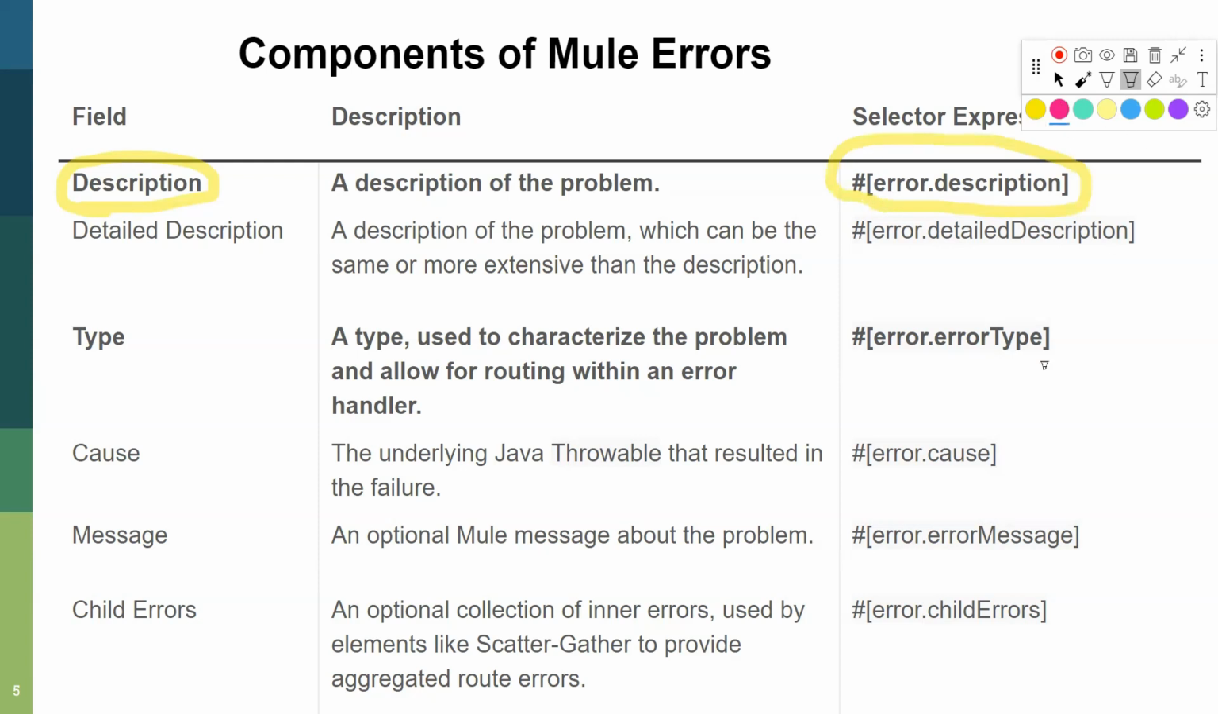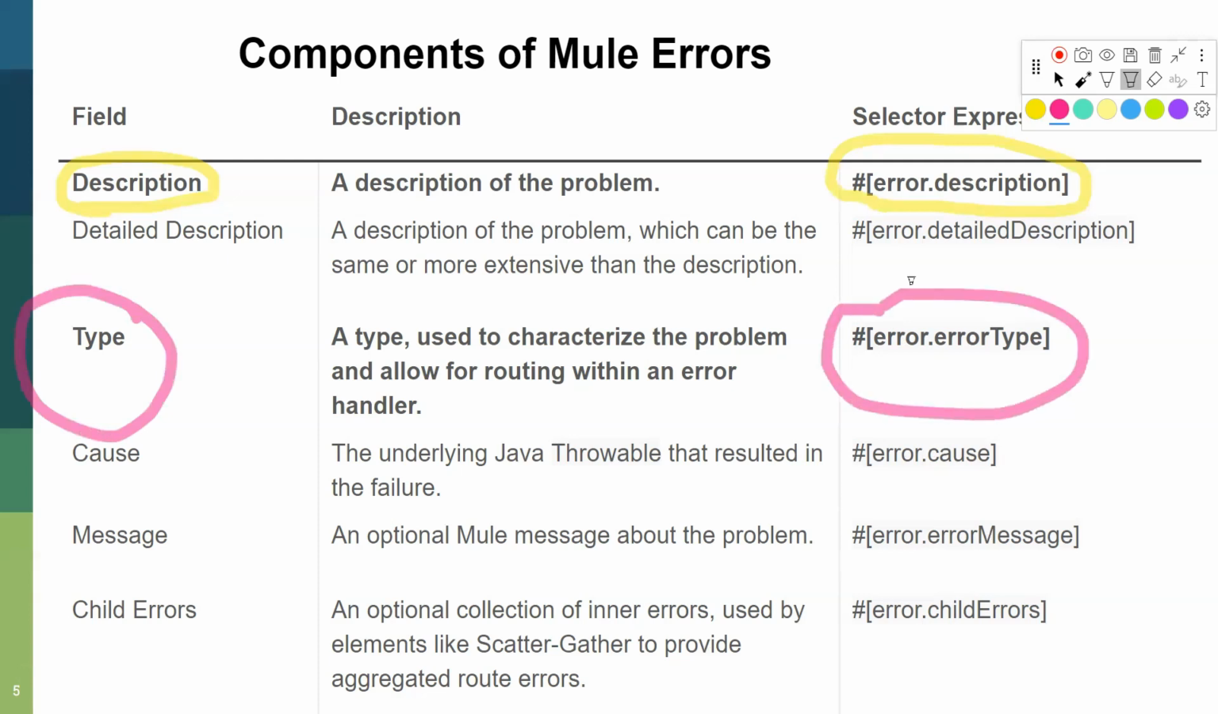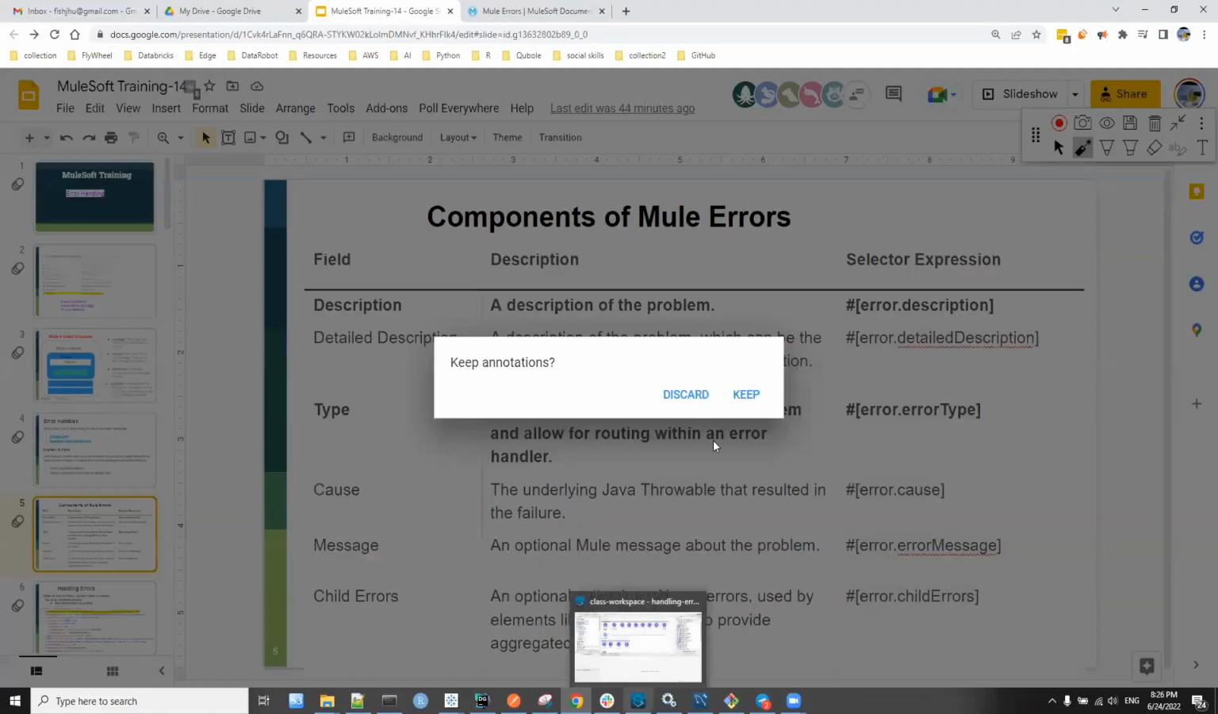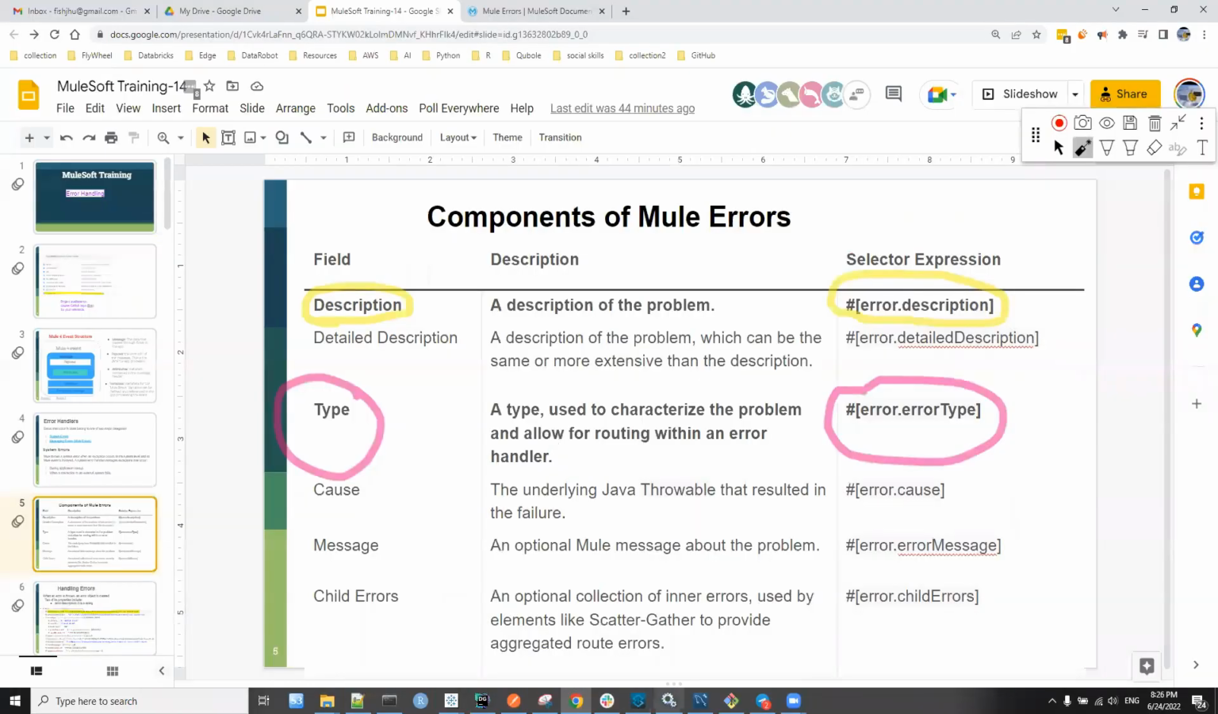The other one that we are interested in is the type, this one. We access it using error.errorType. The first one, the error description, is a string, whereas this one is an object. It contains more information. Now let's get back to MuleSoft and see sample errors by creating errors in our applications.